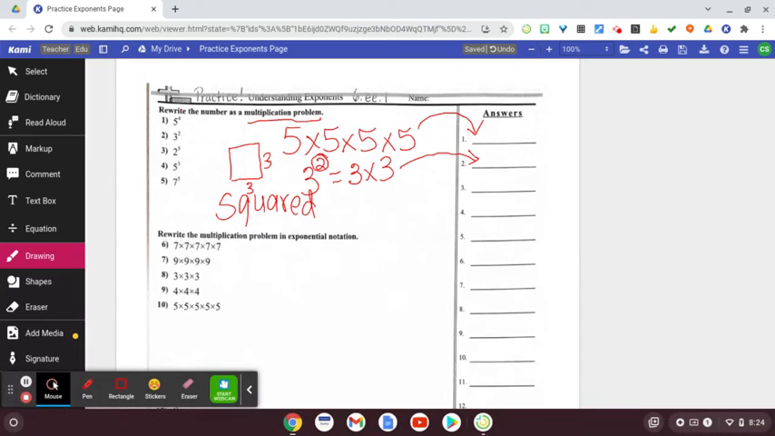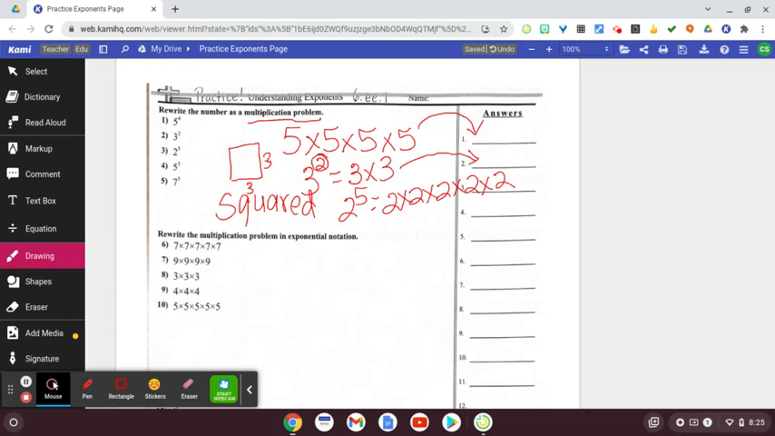Number 3 is 2 to the 5th power. So obviously you know that we have to multiply 2 times itself 5 times. And that's how you do the top portion. Very, very simple. So we're not actually solving them. We're just writing them as a multiplication problem. The next part is also super simple.